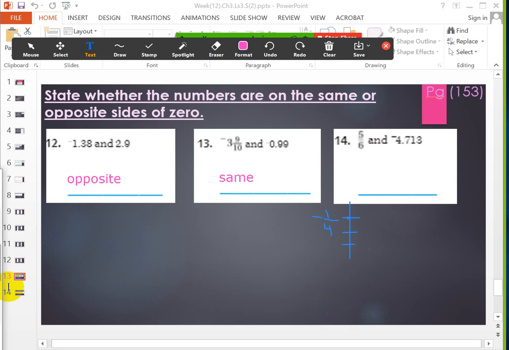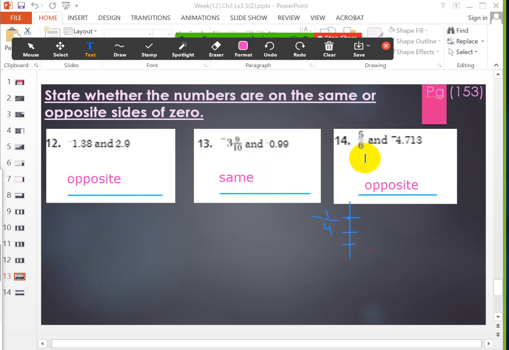Yes, teacher. Will those numbers be on the opposite or on the same side? It will be on the opposite. The opposite side. Thank you so much. Your answer is correct. It will be on the opposite, because it's the same thing as number 12.